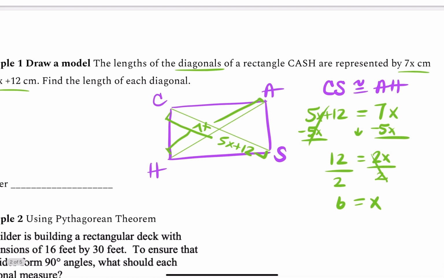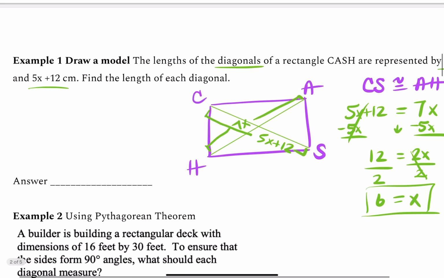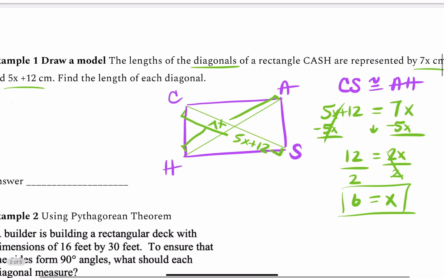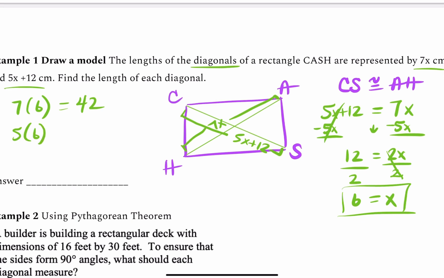Now, we need to find the length of each diagonal. So we need to substitute. 7 times 6 is going to be 42. And let's double check the other equation. Substitute 6 in for x. 5 times 6 is 30, plus 12 is 42, so I know my answer is correct. The diagonal length is 42 centimeters.